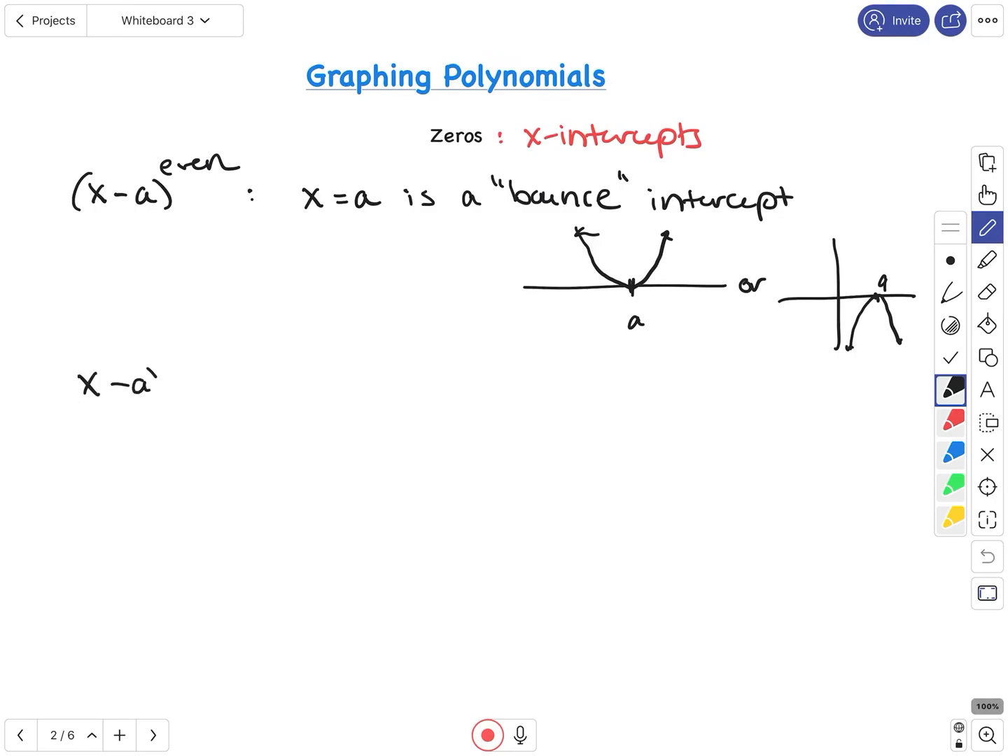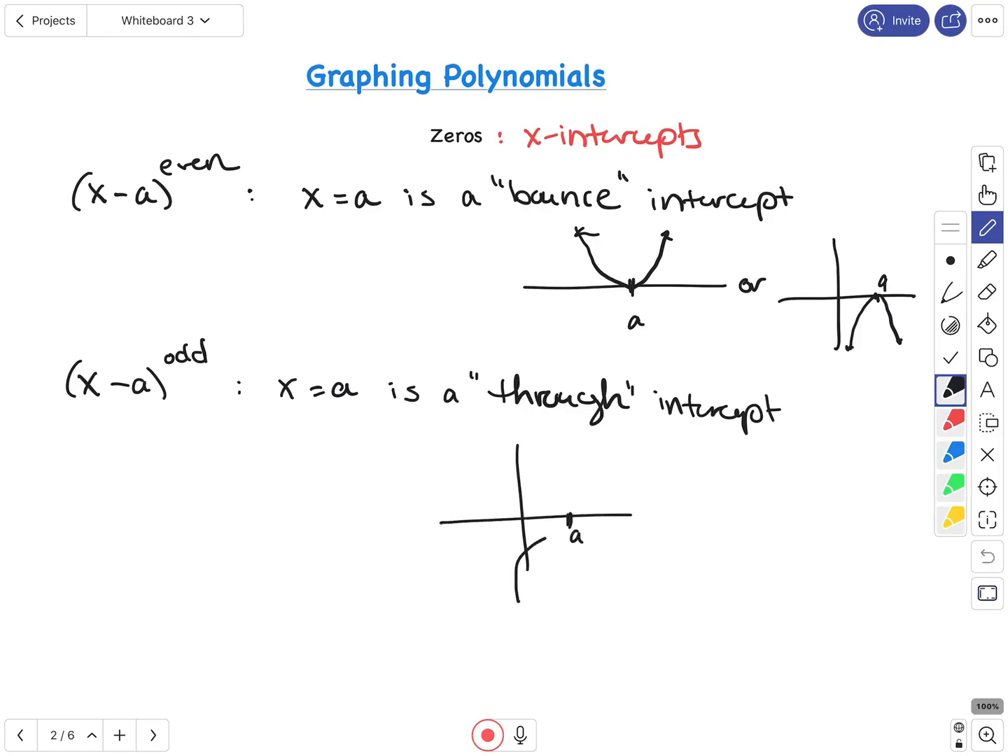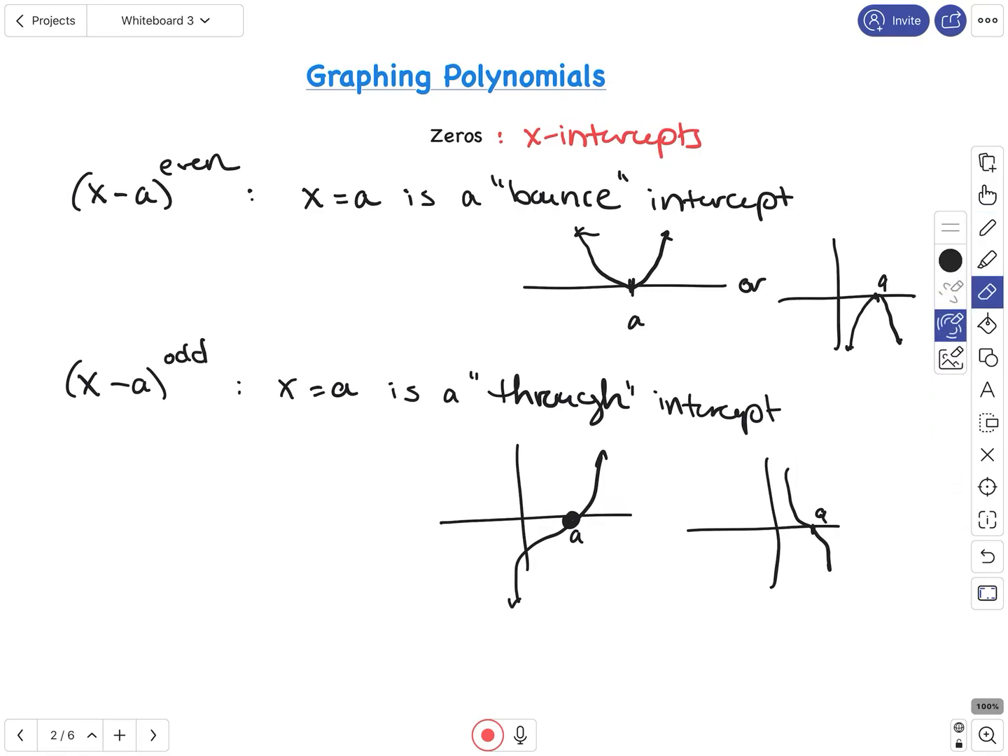If, on the other hand, you have x minus a with an odd exponent, so an odd multiplicity, then x equals a is what we call a through intercept. So the curve will go through x equals a, but not bounce and go back the other direction. It might come from the bottom and then go up, or it might come from the top and then go down, but one of those two possibilities. Let me make my a a little bit better here.